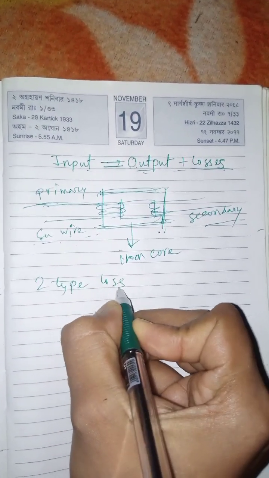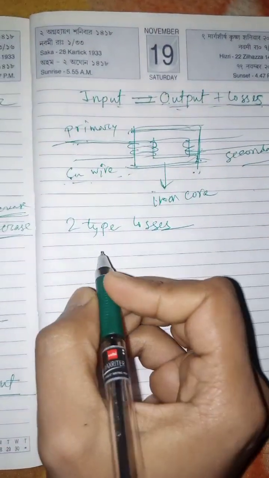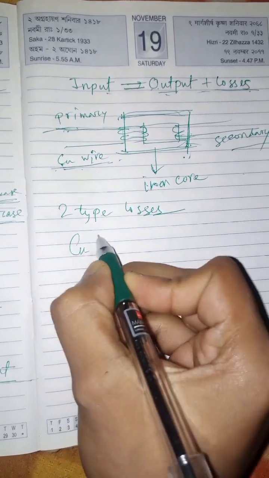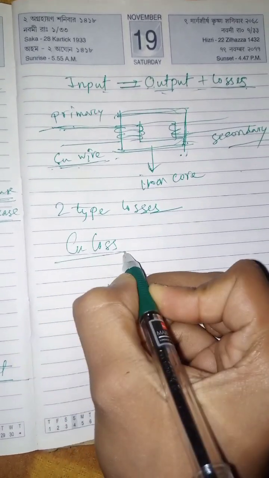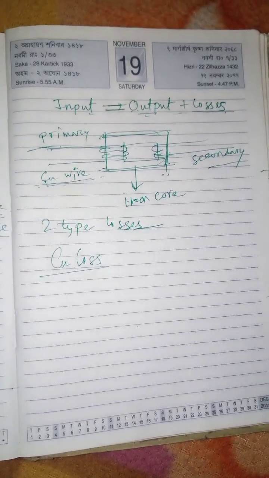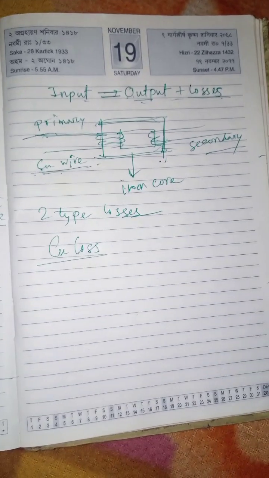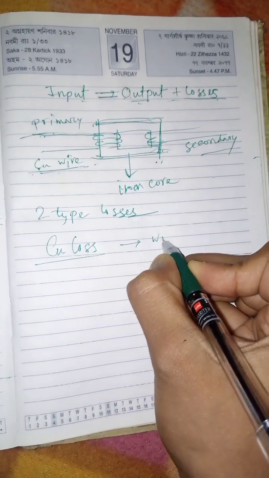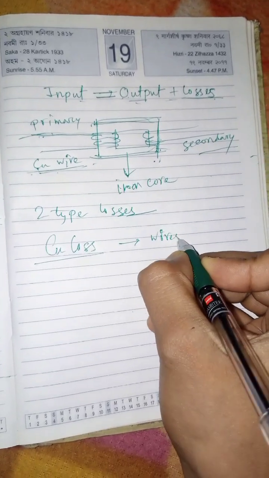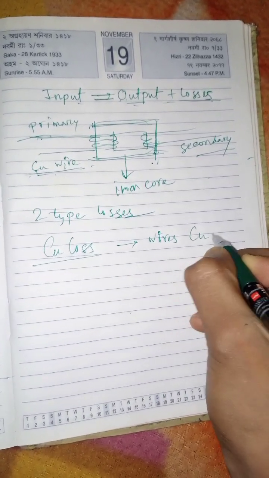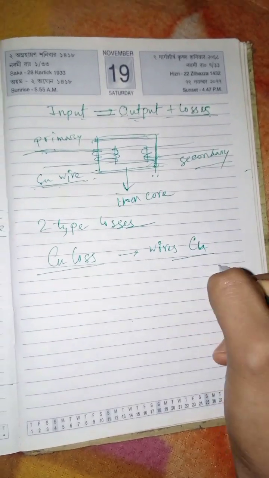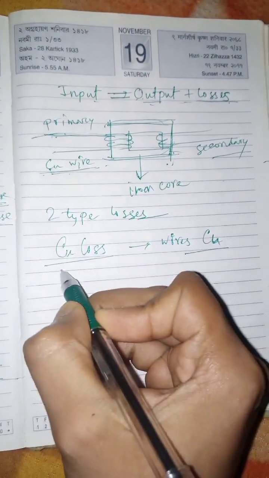Okay, so two types of losses can happen in a transformer. What losses? In a copper wire you can see the copper loss. Why is it called copper loss? Because in electrical machines we generally see that wires are made of copper. So that is why it is called copper loss.